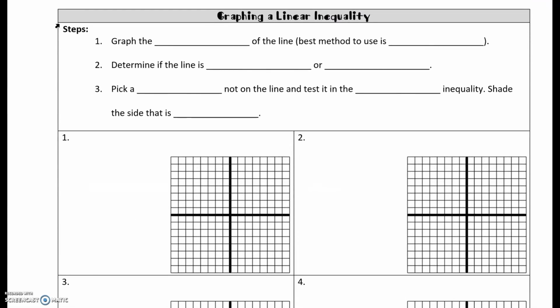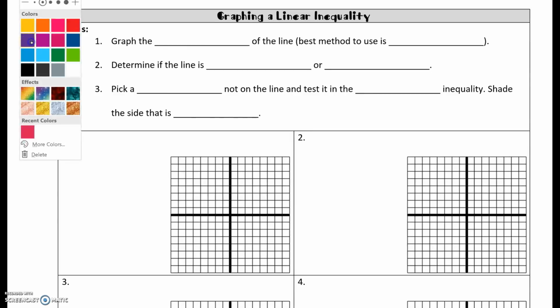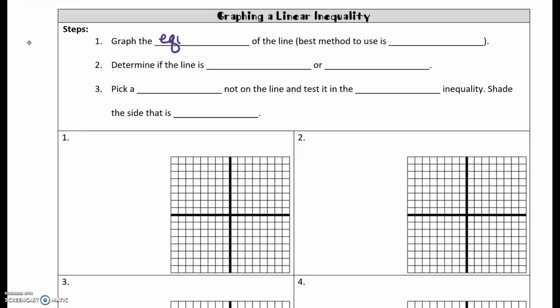We currently have 3 steps to do this. Step 1, graph the equation like we already know how to do. The best method to use here is going to be slope-intercept. Step 2 is to determine if the line is solid. Remember, solid is going to be one with equal to, and dashed is going to be one without an equal to.